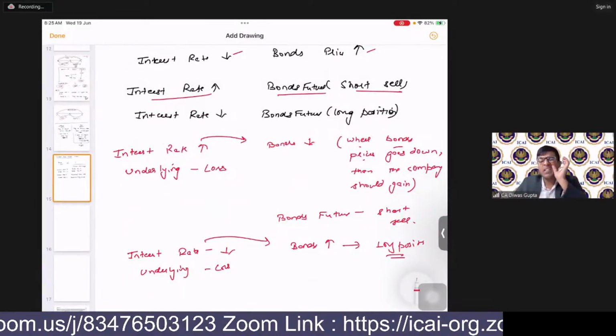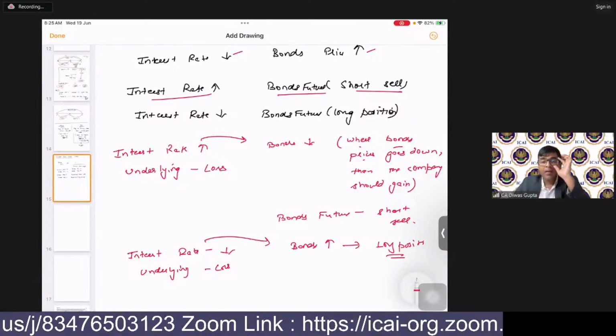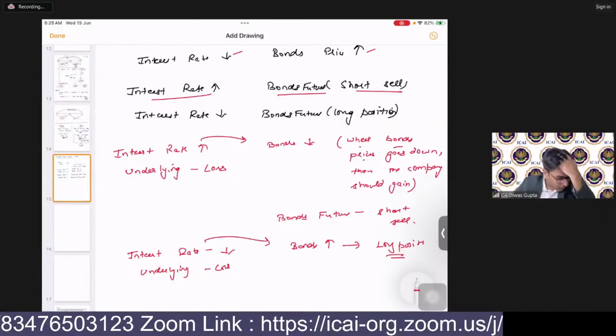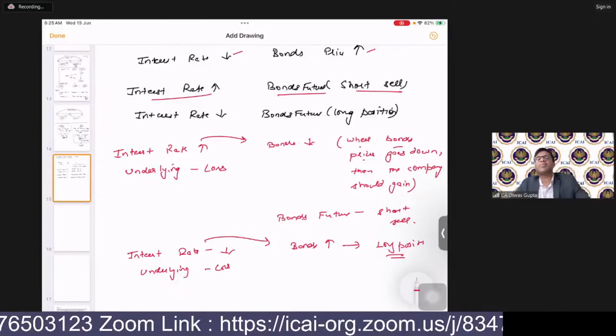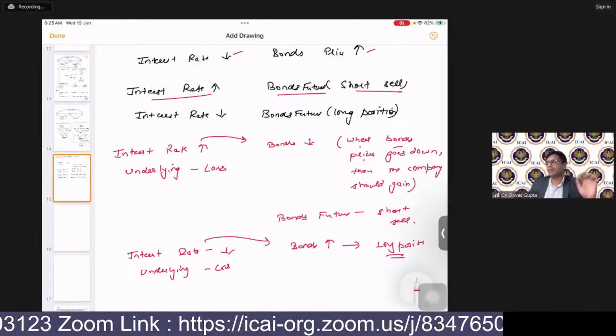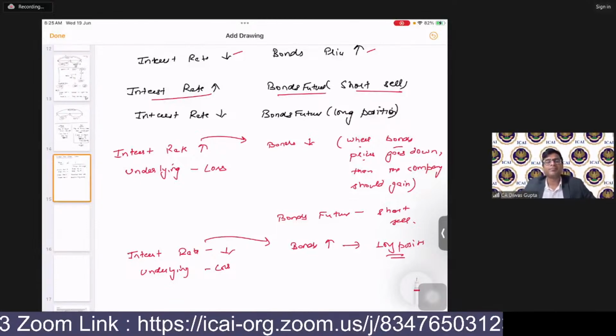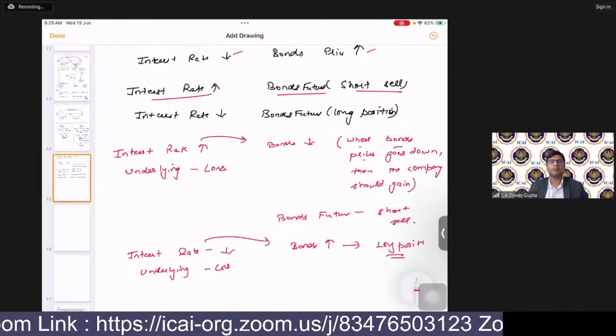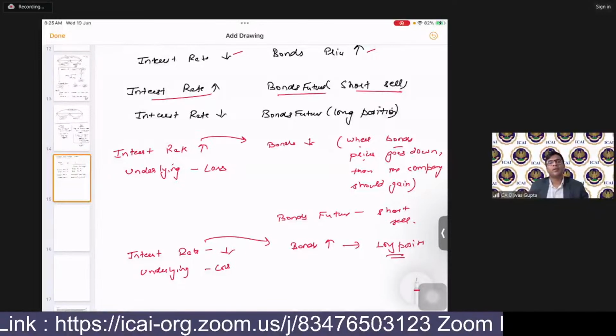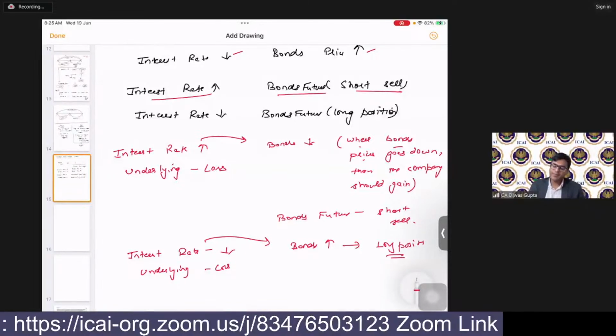Ultimately, the strategy has to take into account the inverse relationship of bonds and the interest rate, students. It's simple. Okay. Any questions till now, students?